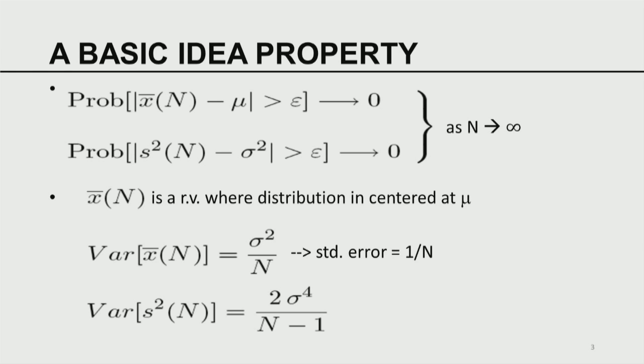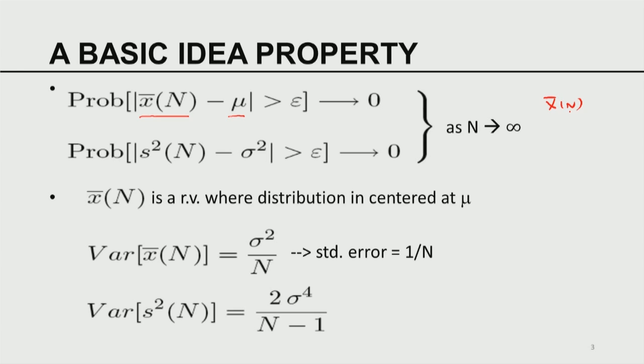What are the basic properties of these estimates? The probability that the estimate of the mean using n samples differs from the true mean by a magnitude more than epsilon tends to 0 as n tends to infinity. So what does it mean? The sampling distribution of x bar n: x bar n is a random variable, it is an estimate. The estimate has a distribution whose mean differs from the original mean mu by smaller and smaller quantities as n, the number of samples, goes to infinity. That is what is called the consistency condition that we have seen earlier.